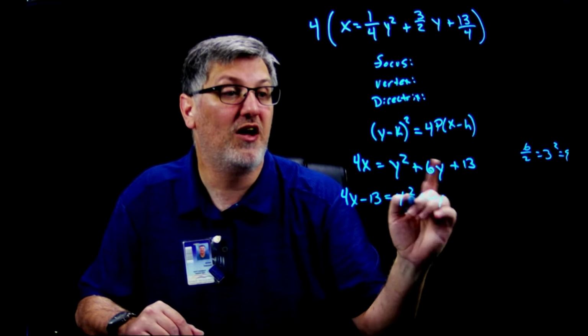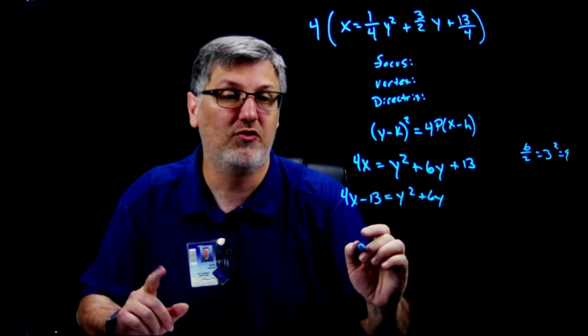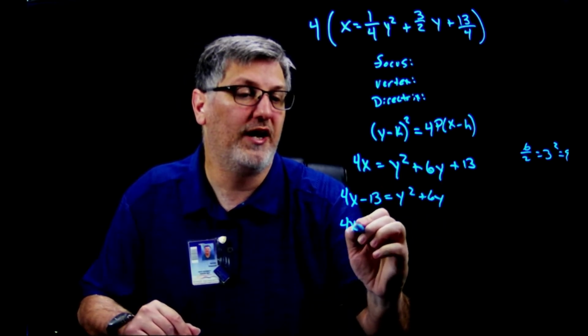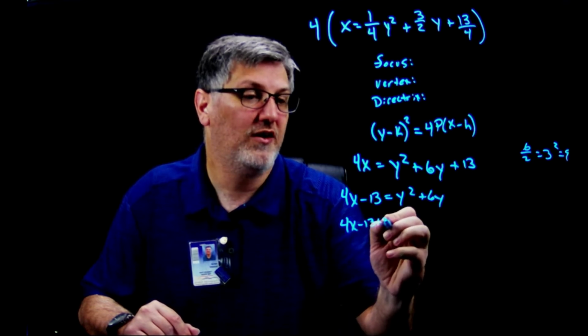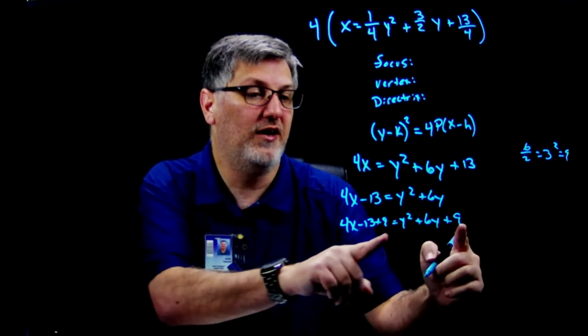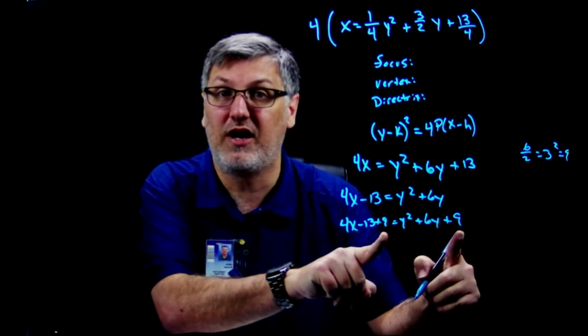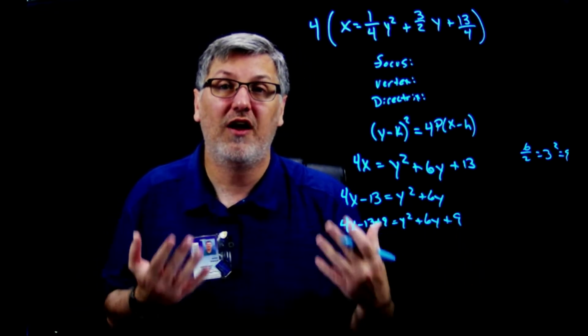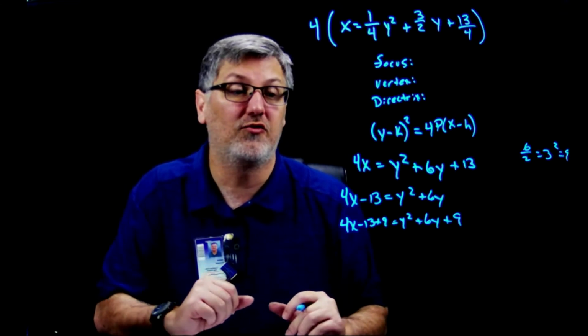And I'm going to add 9 to both sides. So what we do to one side, we must do to the other. So I'm going to do 4x minus 13 plus 9 equals y squared plus 6y plus 9. Here, I added 9 to both sides because I don't want to change the equation. I have to keep it balanced. I'm really just adding 0 to it.